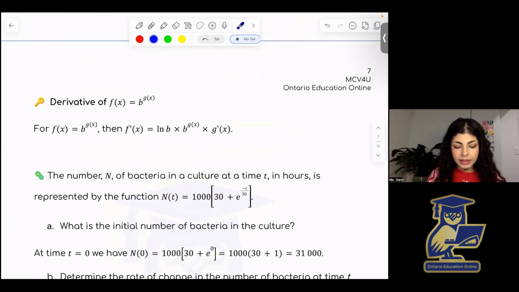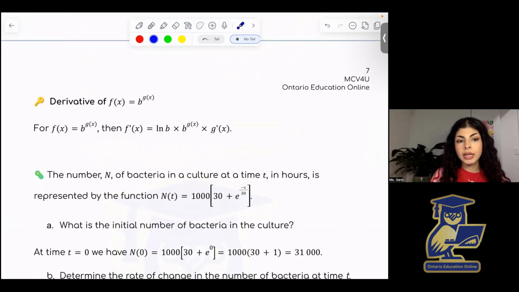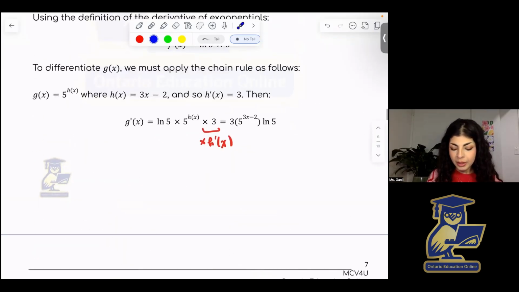Now we can generalize this. If we have a composite function with a base b and an exponent of g of x, then given the function f of x, which is defined as such, the derivative of f of x is equal to the natural log of b times b to the power of g of x. And this is, again, just the derivative of an exponential function times the derivative of its exponent function, so g prime of x here. And that's exactly what we saw here.